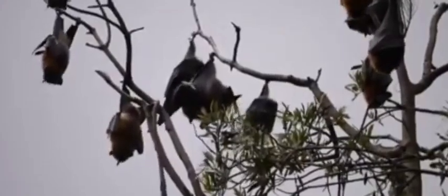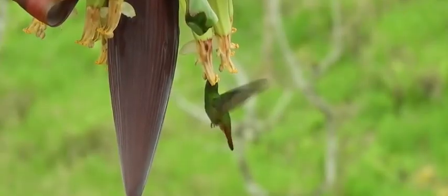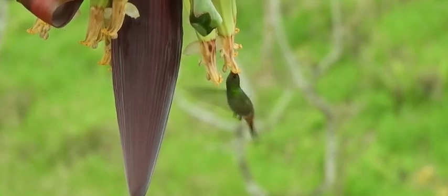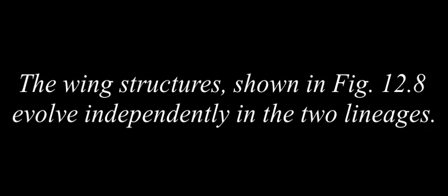In another example, insects use wings to fly like bats and birds. We call them both wings because they perform the same function and have a superficially similar form, but the embryonic origin of the two wings is completely different. The difference in the development or embryogenesis of the wings in each case is a signal that insects and bats or birds do not share a common ancestor that had a wing. The wing structures, shown in Figure 12.8, evolved independently in the two lineages.